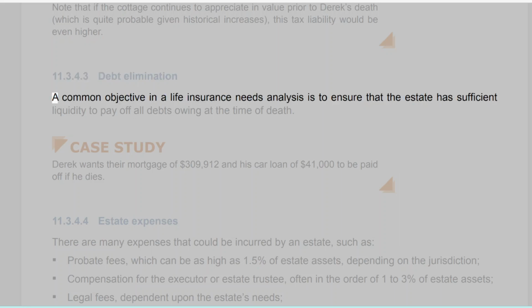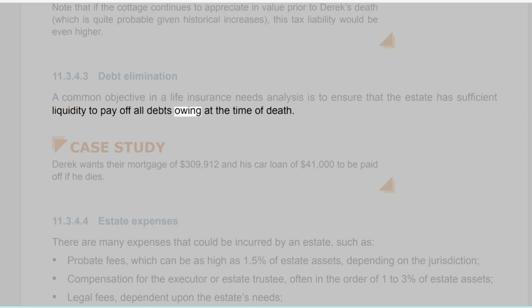1.3.4.3 Debt elimination. A common objective in a life insurance needs analysis is to ensure that the estate has sufficient liquidity to pay off all debts owing at the time of death. Case study: Derek wants their mortgage of $309,912 and his car loan of $41,000 to be paid off if he dies.